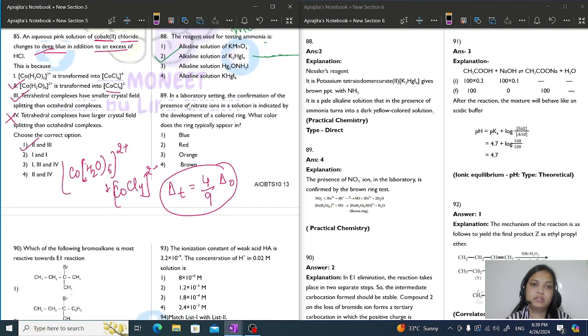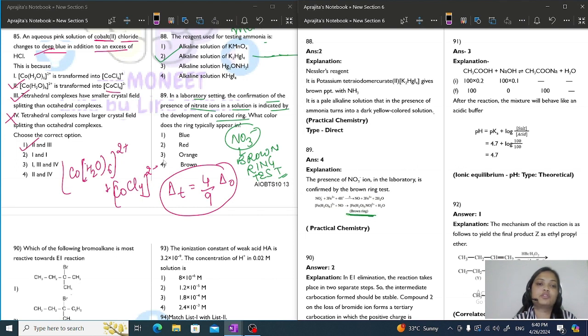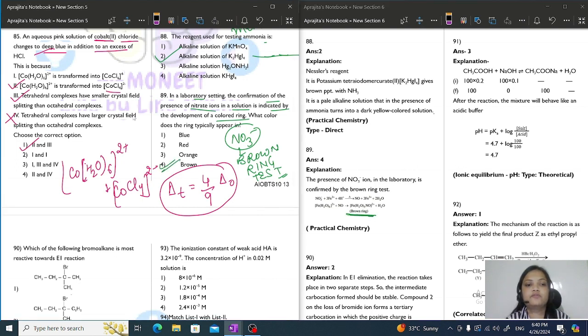Next question, students. In a laboratory setting, the confirmation of the presence of nitrate ions in a solution is indicated by the development of a colored ring. What is that ring called? The presence of nitrate ion is confirmed by the brown ring test. This is a very common test. The brown ring appears at the junction of the two layers. In the presence of nitrate ions, ferrous sulfate is added, and we get a complex which gives a brown ring at the junction. So clearly the answer is option 4.